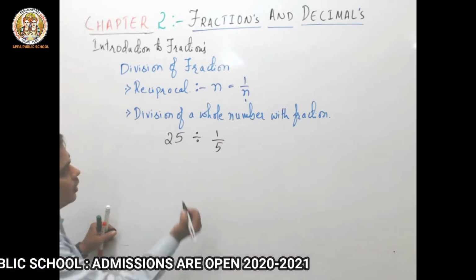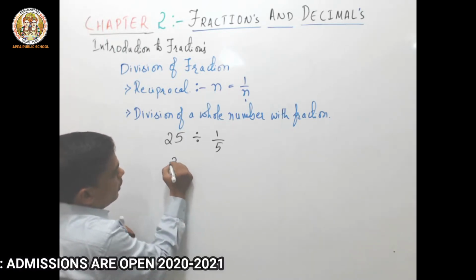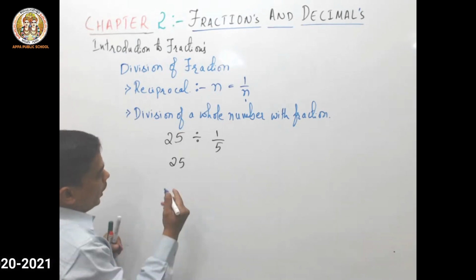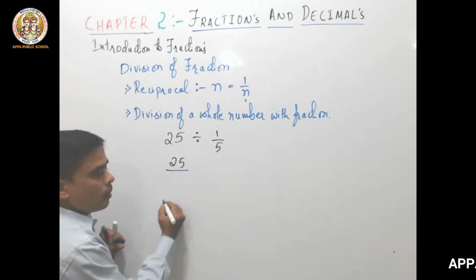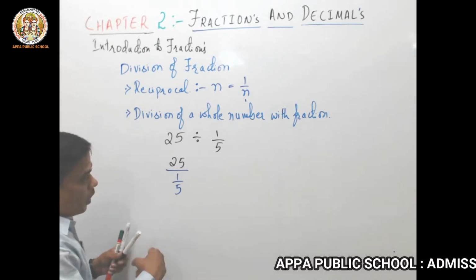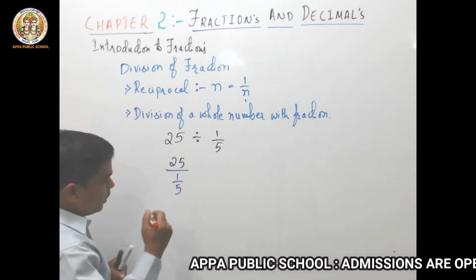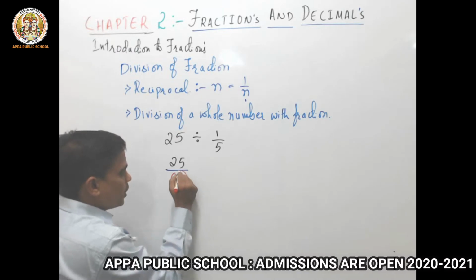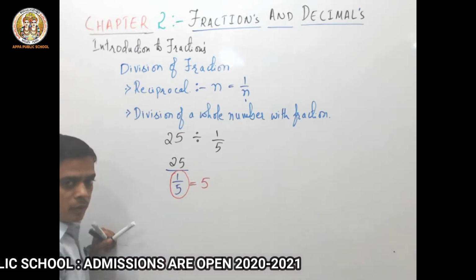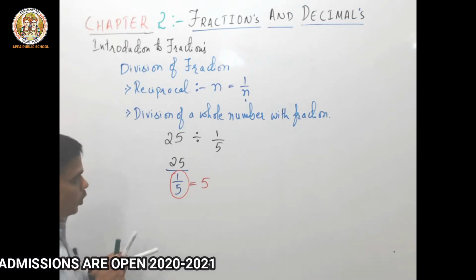Okay, 1 by 5. So how to write it? 25 I will write as it is. This division I will write as 25 divided by 1 by 5. Next, how to convert it? What I have said: if it is division, take its reciprocal. What will its reciprocal be? Its reciprocal will be 5.